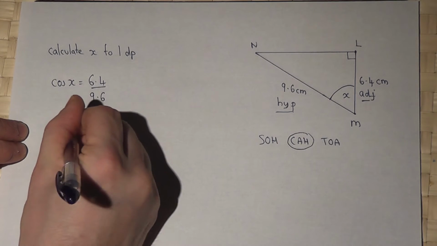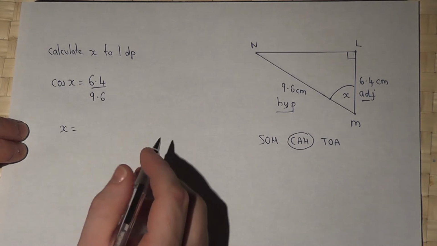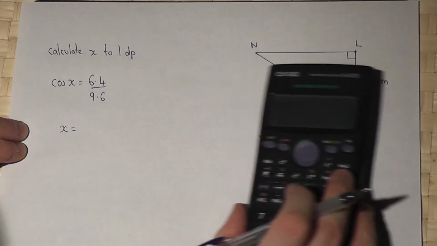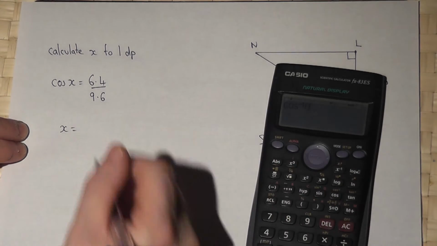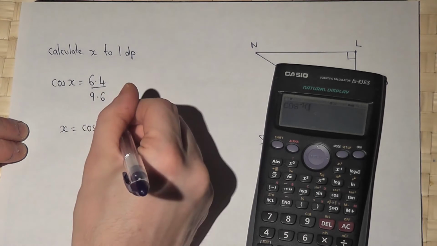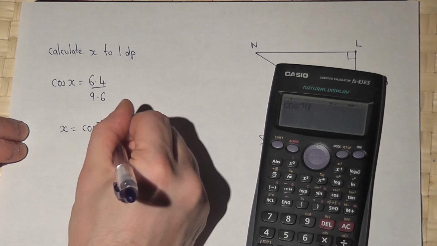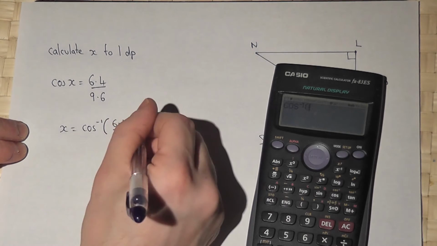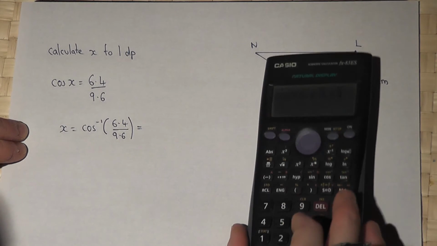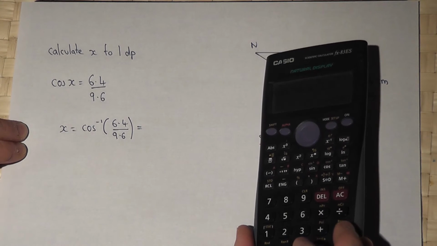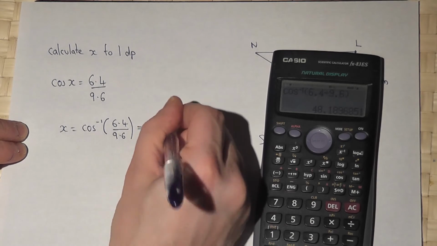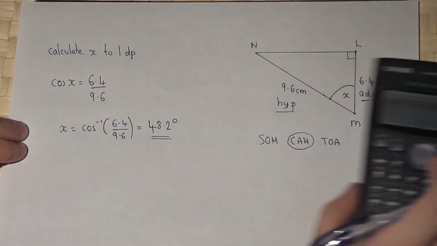Now then, I want to find out what x is. So to find x, I must use the inverse cos button, which can be found by pressing Shift cos. And it comes up as cos minus 1. So x equals cos to the power of minus 1 of 6.4 over 9.6. That's the inverse cos function. So if I put in 6.4 divided by 9.6 and press enter, it gives me 48.2 degrees to one decimal place.